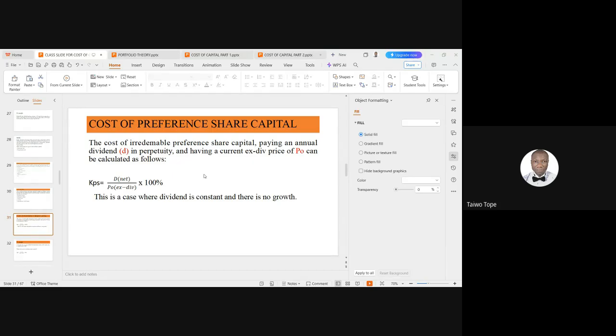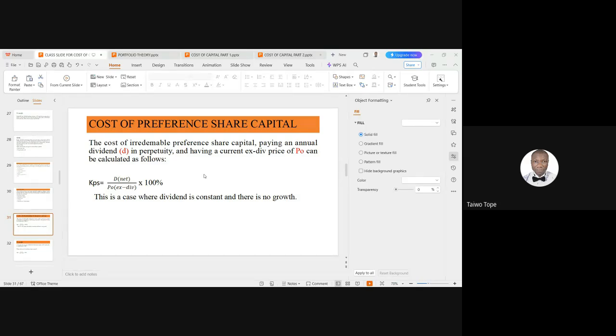So for you to calculate the cost of preference share, the formula is your current dividend divided by the current market price, excluding dividend. So this is a case where dividend is constant and there is no growth.